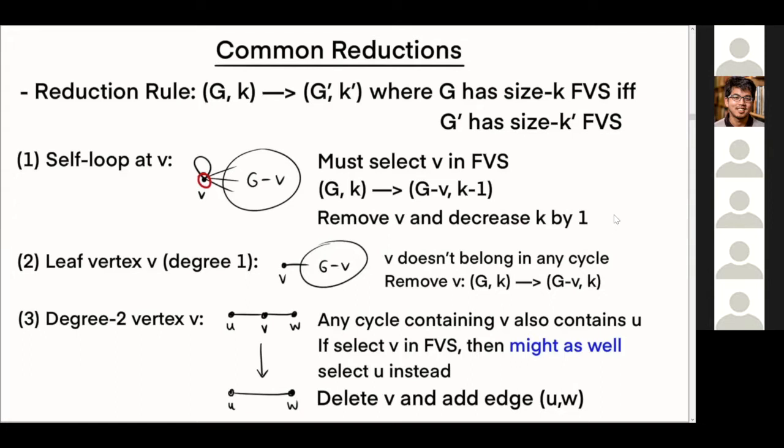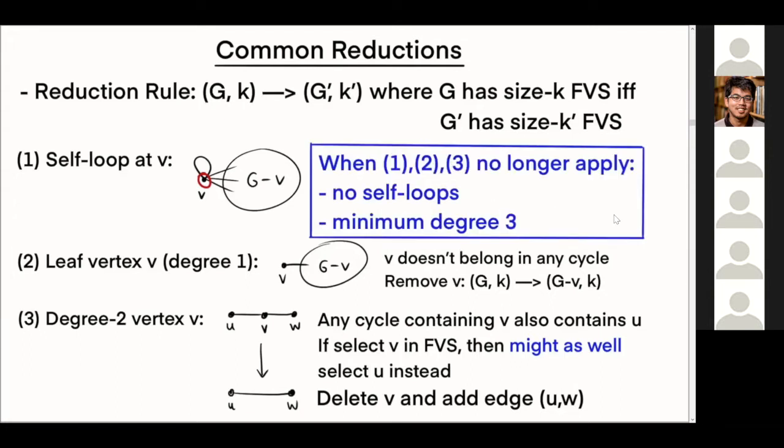And what it gives us is a graph where, once these rules no longer apply, there are no self loops and the minimum degree is at least 3. These properties will be important later on in establishing our algorithm, and we can more or less obtain them for free, because all these rules are polynomial time, and they're all sound, in the sense that they preserve the solution structure. So for the rest of the talk, we'll assume that the graph has no self loops and has min degree at least 3.